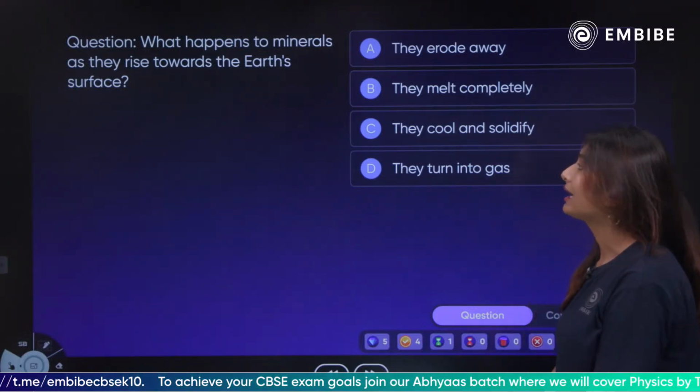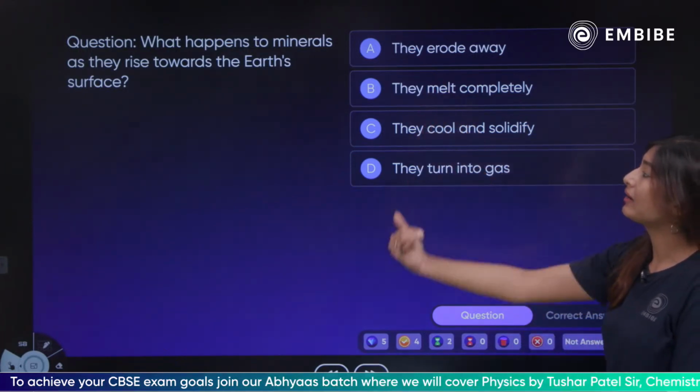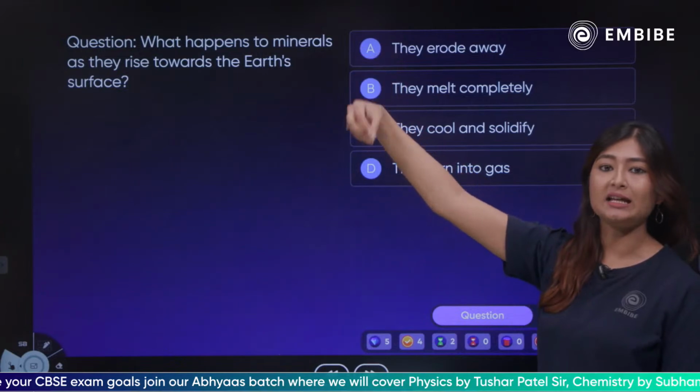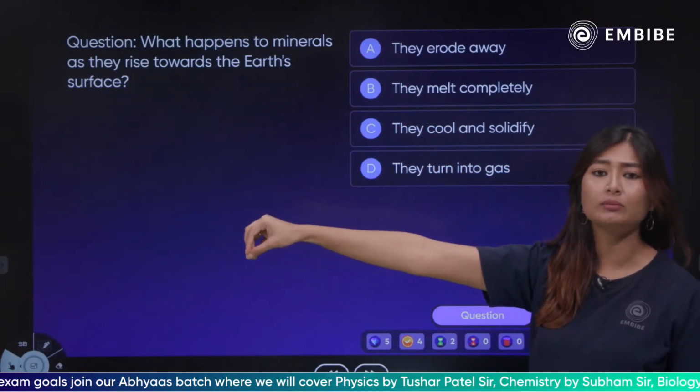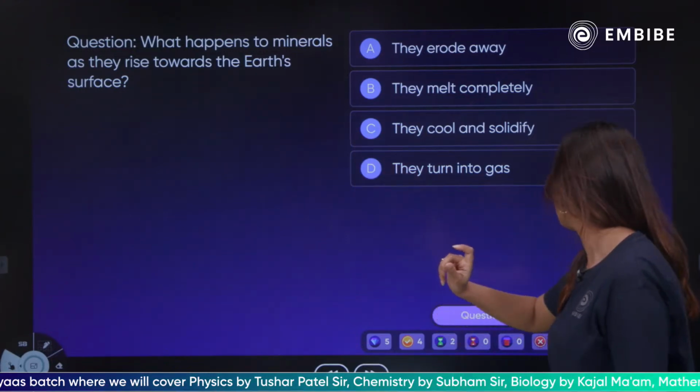Guys, read the question carefully. What happens to minerals as they rise towards the earth's surface? यानी कि core से आ रहा है. It is coming from the core to the earth's surface. What will happen to such a mineral?